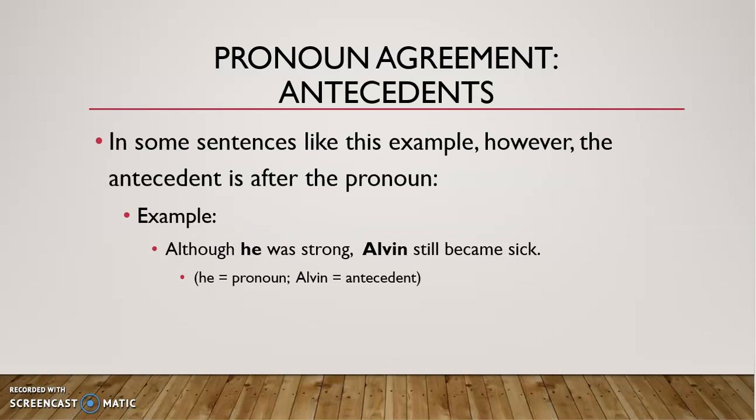However, it's not always the case that the pronoun comes after the antecedent. There are some cases where the pronoun comes before the antecedent. In this example sentence, although he was strong, Alvin still became sick. Here, he is the pronoun and Alvin is the antecedent. He is referring to Alvin.